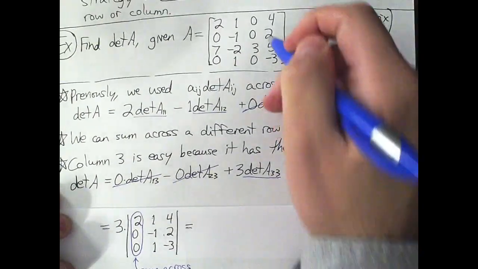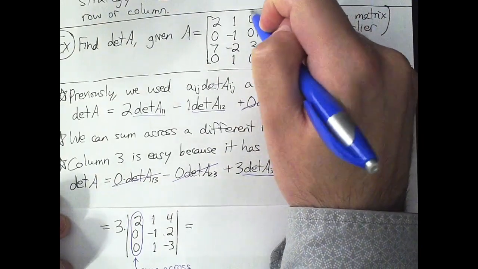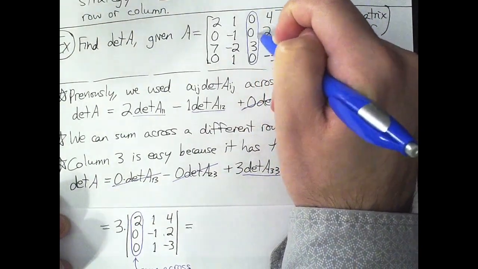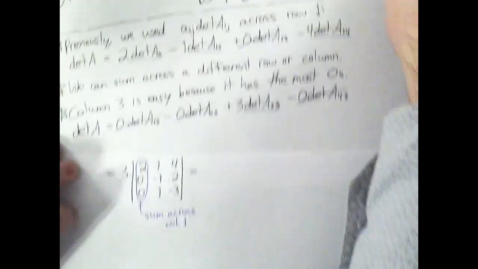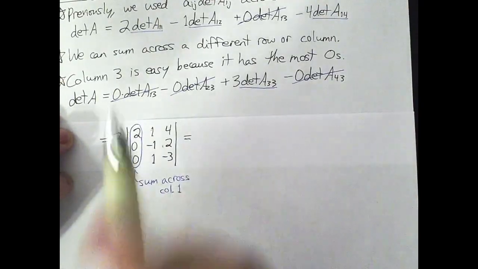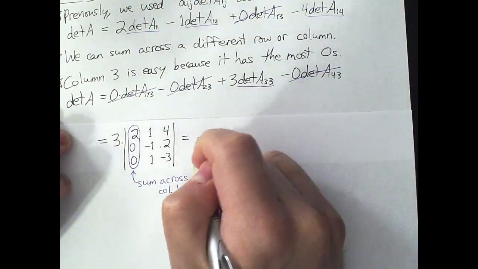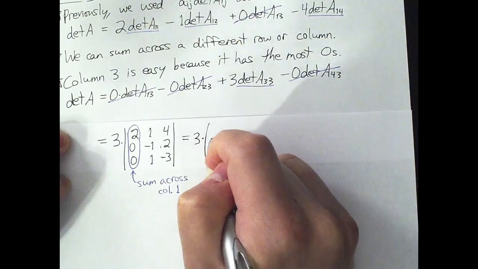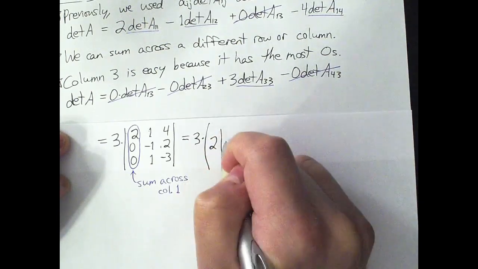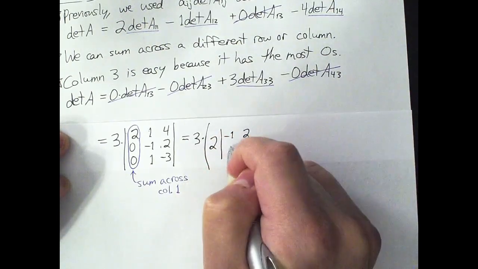So I think I could go back and circle it here as well. So we used column 3 because it had the most zeros. And then in this problem within the problem, column 1 has the most zeros. So let's use that. So we need the 3 out front. Don't forget that 3. But then we're going to have 2 times the determinant of this.